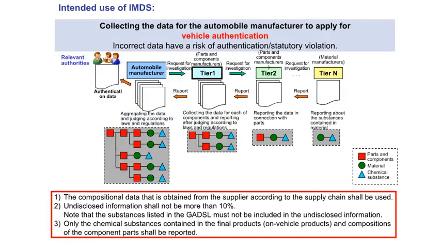Intended use of IMDS: collecting the data for the automobile manufacturer to apply for vehicle authentication. Incorrect data have a risk of authentication and statutory violation. Important points: 1. The compositional data that is obtained from the supplier according to the supply chain shall be used. 2. Undisclosed information shall not be more than 10%. Note that the substances listed in the GADSL must not be included in the undisclosed information. 3. Only the chemical substances contained in the final products, on-vehicle products, and compositions of the component parts shall be reported.